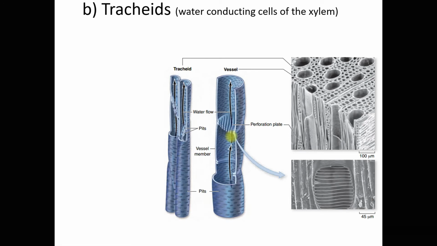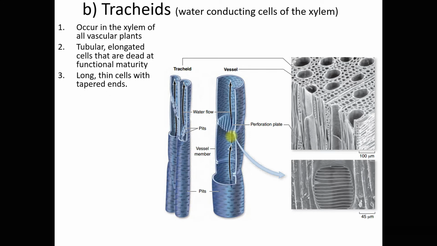Now, tracheids, these are the water conducting cells of the xylem as well. So, tracheids occur in the xylem of all vascular plants. Okay, they are long. Tracheids are tubular, very similar with the vessel element, elongated cells that are dead at functional maturity, meaning to say, when these cells are matured, same with the vessel elements, they are dead cells. Right, they are long, thin cells with tapered ends. So these cells are very thin, and they have tapered ends, and their ends are more tapered compared with the vessel element.